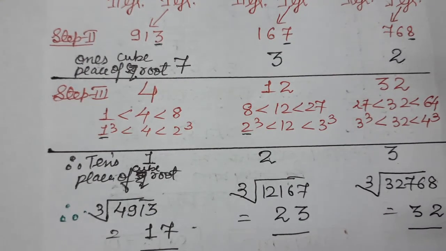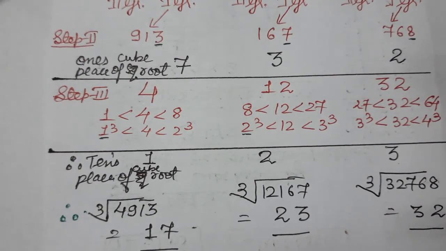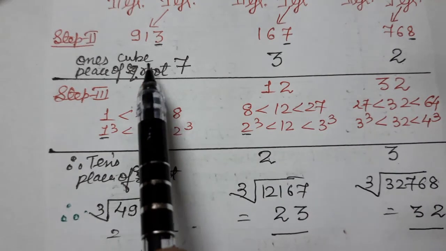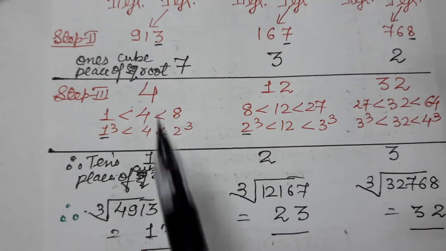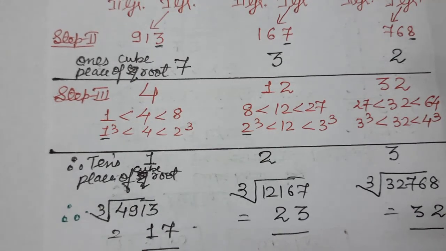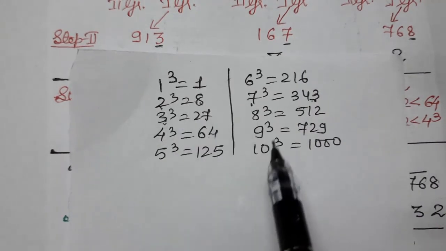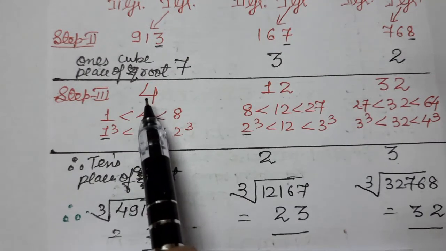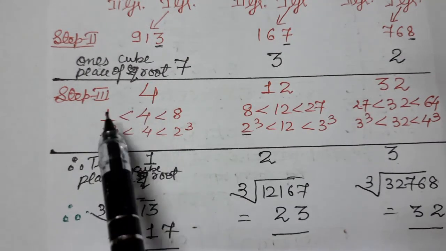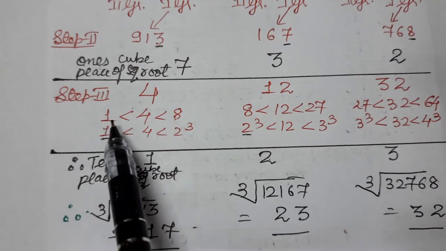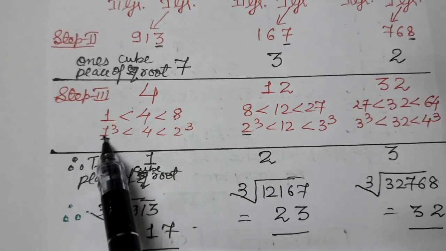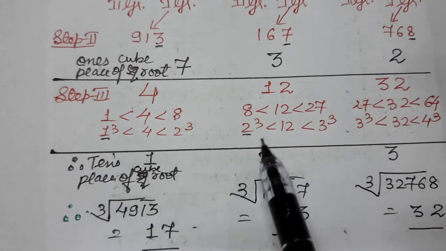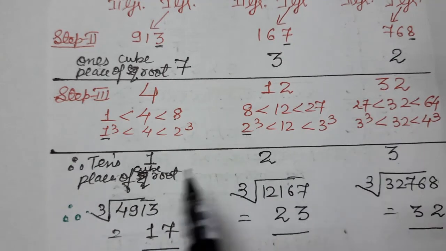So I hope you understood the estimation method. There are 3 steps involved in it. First group, second group. Then after that you have to find out the cubes which end with these numbers, 1 to 10 you must remember. And the third one, you have to find out which two numbers the number lies between and you have to take the smaller one always. So here it is 1, here it is 2, here it is 3. So we got the cube roots.